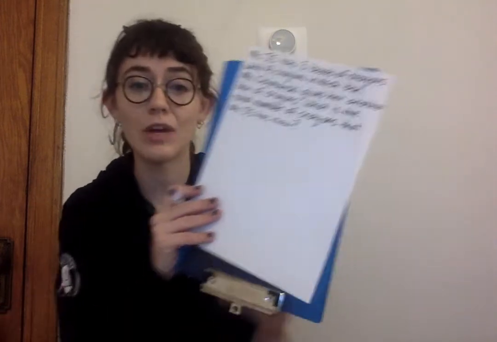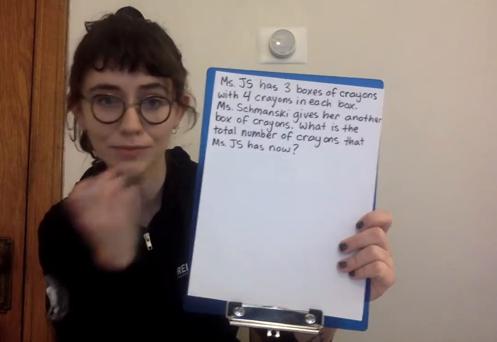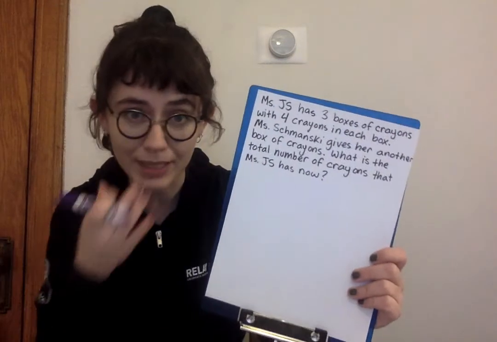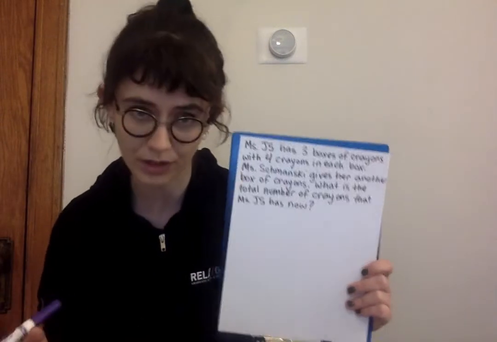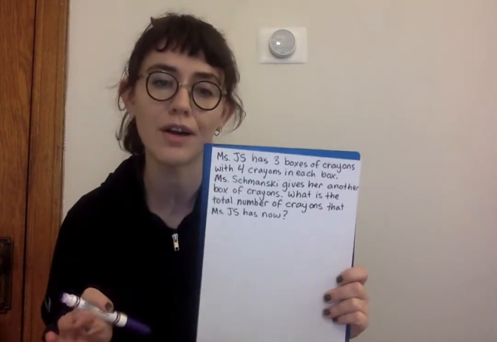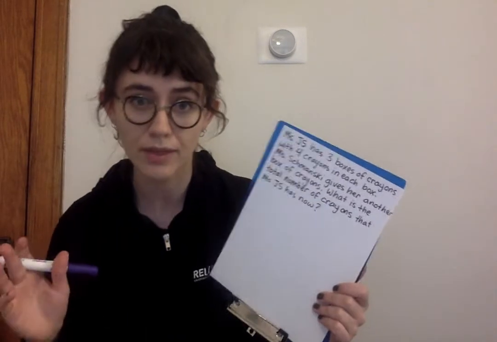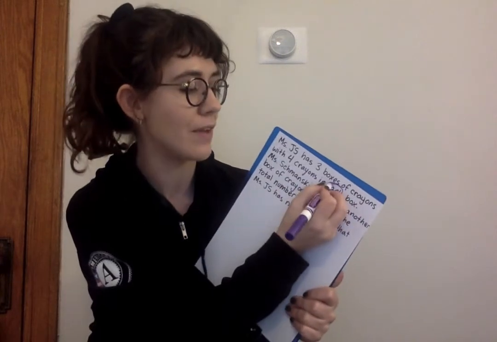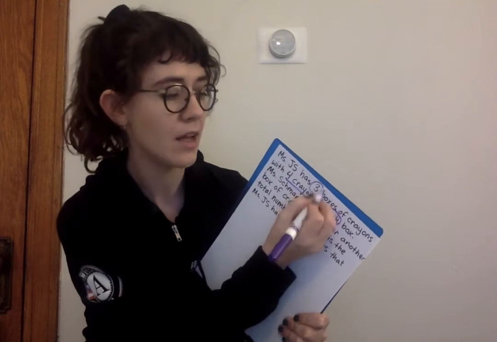The last thing in this video is checking in with that problem that we started yesterday. So in that problem, we were working on an equal groups problem where Miss JS had 3 boxes of crayons with 4 crayons in each box. Then Miss Szymanski gave her 1 more box of crayons, and so we were going to use arrays to find the total number of crayons. So the first thing I'm going to do is draw an array to show the first part of the problem, just those 3 boxes that I started off with. So if there's 3 boxes and we hear that word each, we know it's equal groups, and there's 4 crayons in each box, 3 boxes.